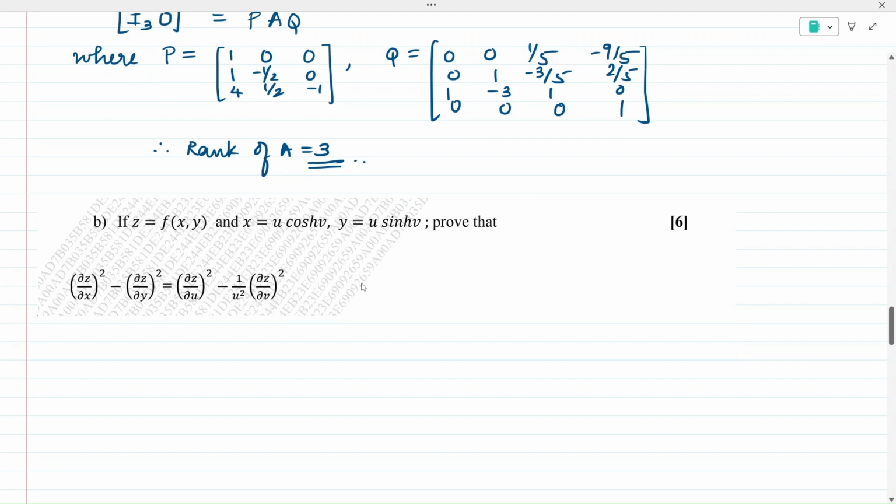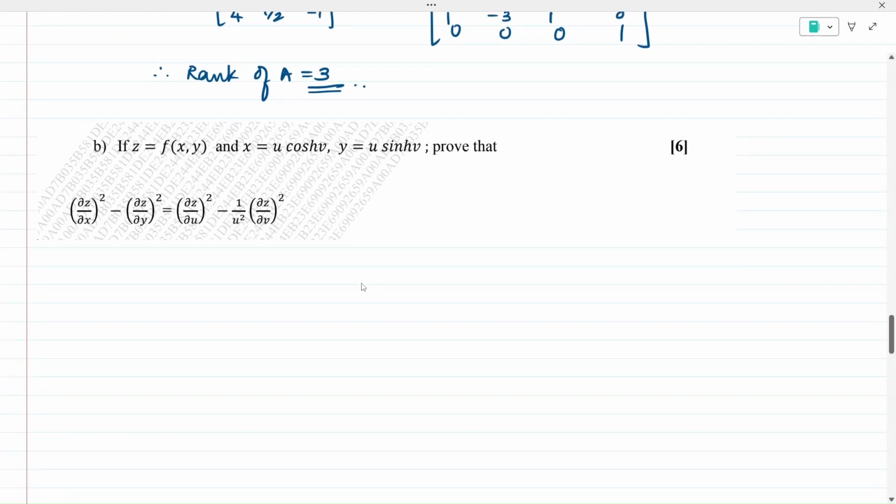Fine. This is question number 2B. Again, a 6 marks question. Z is given as a function of x comma y, and the values of x and y are given to you. They are asking you to prove something with respect to partial derivatives of z with respect to x, y, u and v.